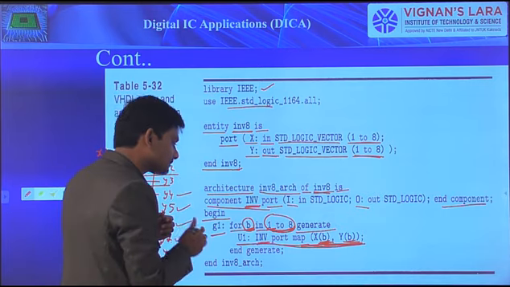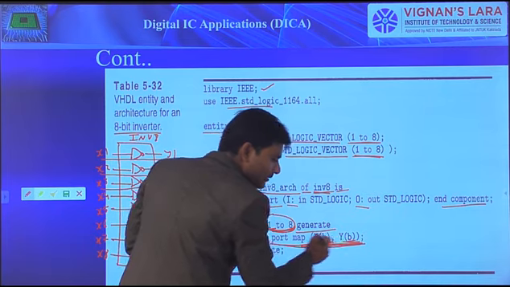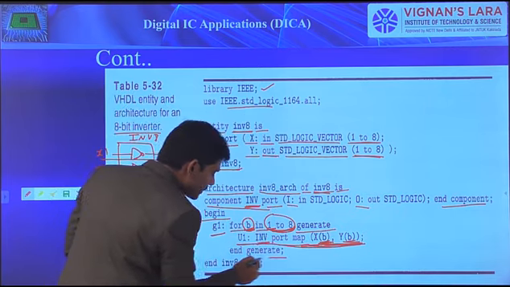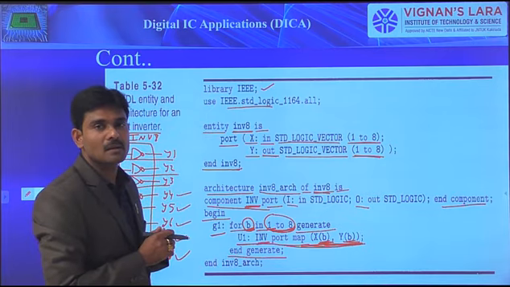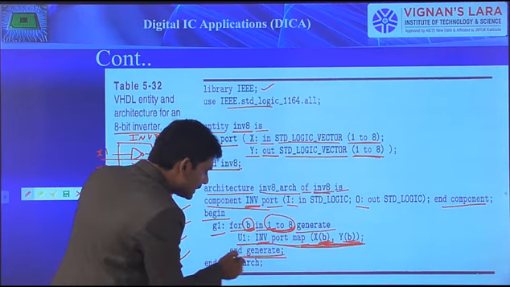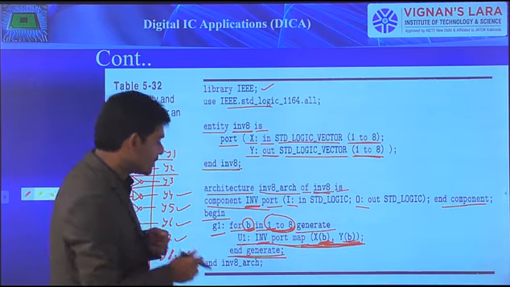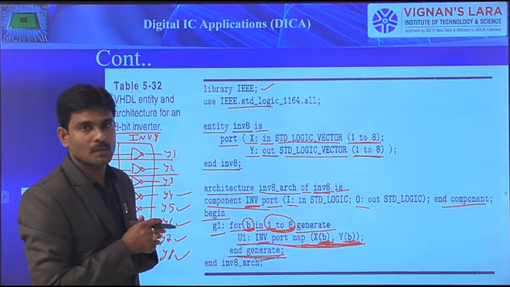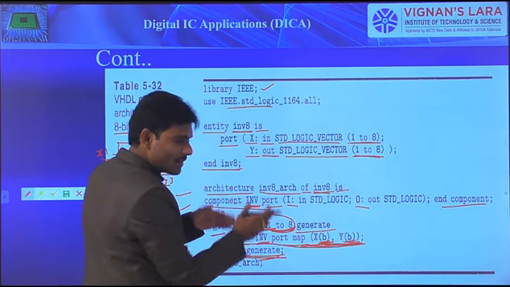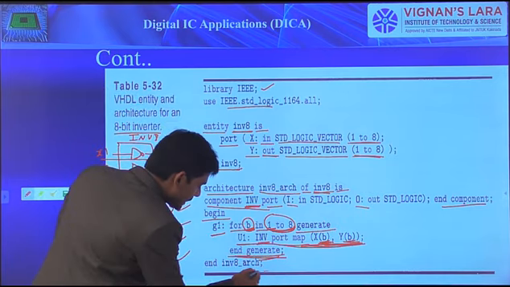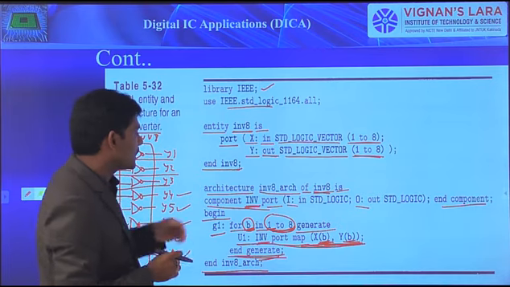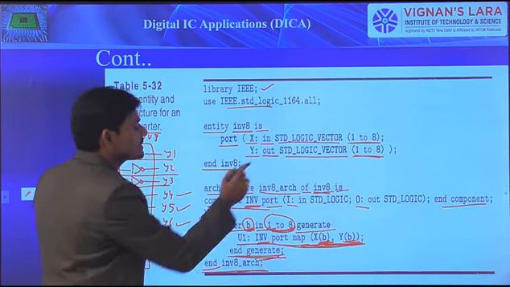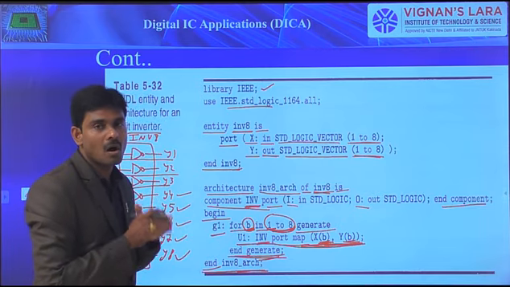So once this keeps on varying from 1, if it reaches 8, at that particular point of time it is going to terminate that for loop by means of end generate. Using this statement, it terminates that for loop. So then it came out from that for loop, and finally we are supposed to end that architecture with the end architecture name, which is inverter 8 underscore org.